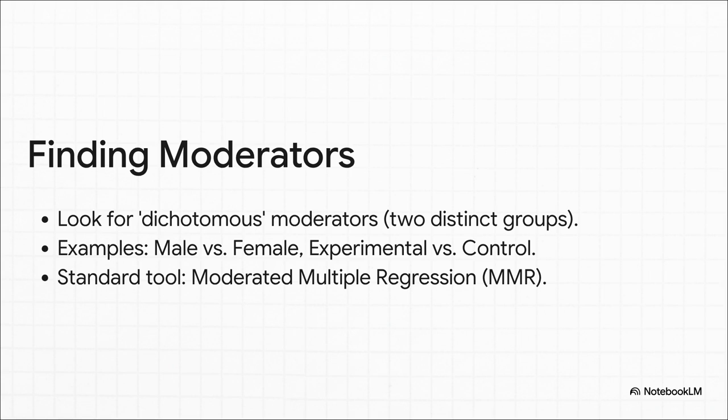Well, as this 1994 paper points out, they often look for something called dichotomous moderators. Now, don't let the fancy word scare you. It just means things that fall neatly into two groups. Think male versus female, or a group that got a treatment versus a control group. And for decades, the standard tool for this job was a statistical technique called Moderated Multiple Regression, or MMR.